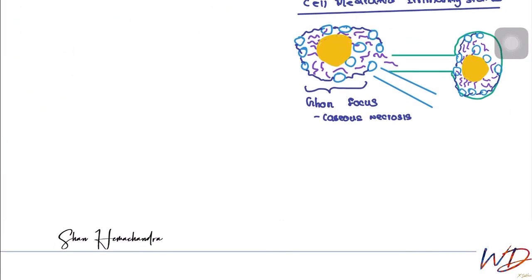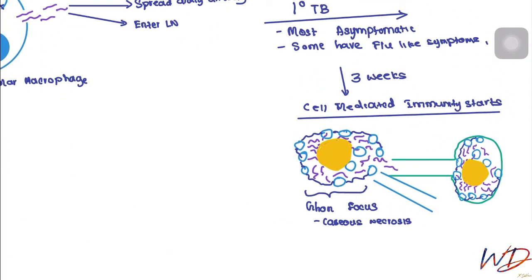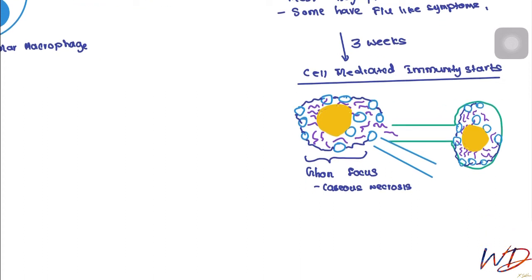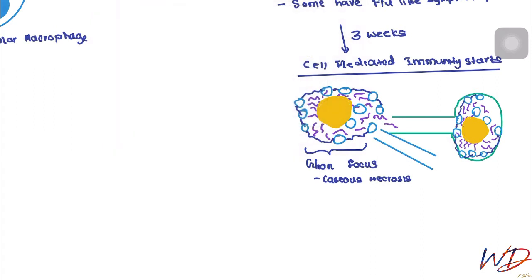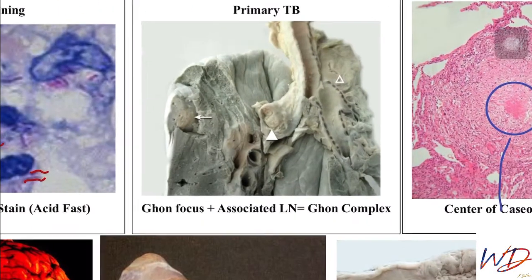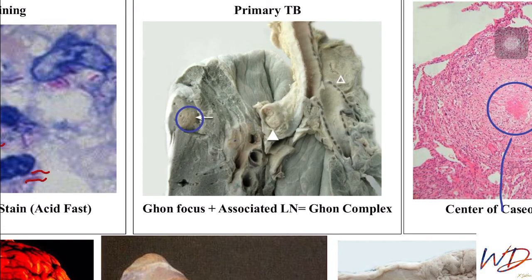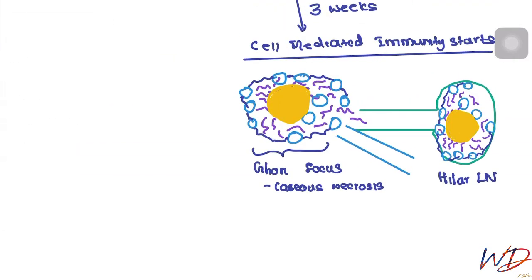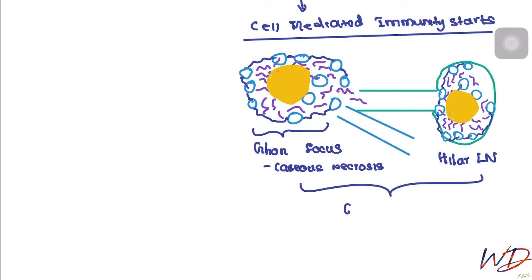Next, this is called primary lymphadenitis. You can see this has spread to the hilar. We can call it hilar lymph nodes. What does that mean? Here's the Ghon focus. Through lymph, it has come to the associated lymph node. And this is called together a Ghon complex. These two together are called a Ghon complex.